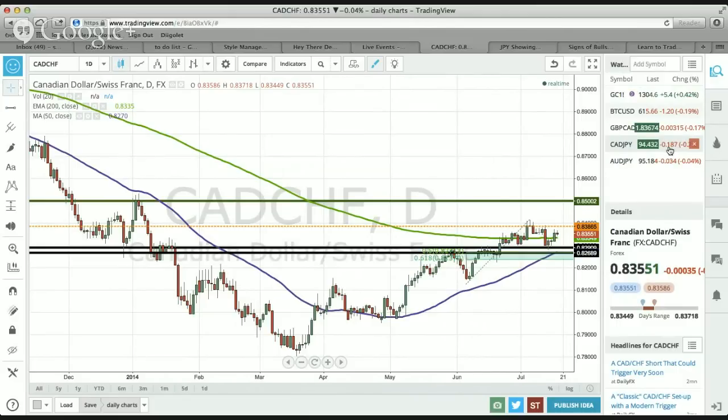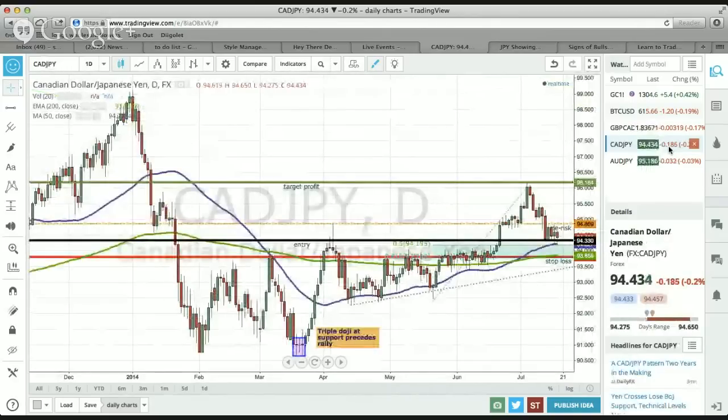Now, 2 new orders that were put on today. Canada Yen, you can see where we're at.